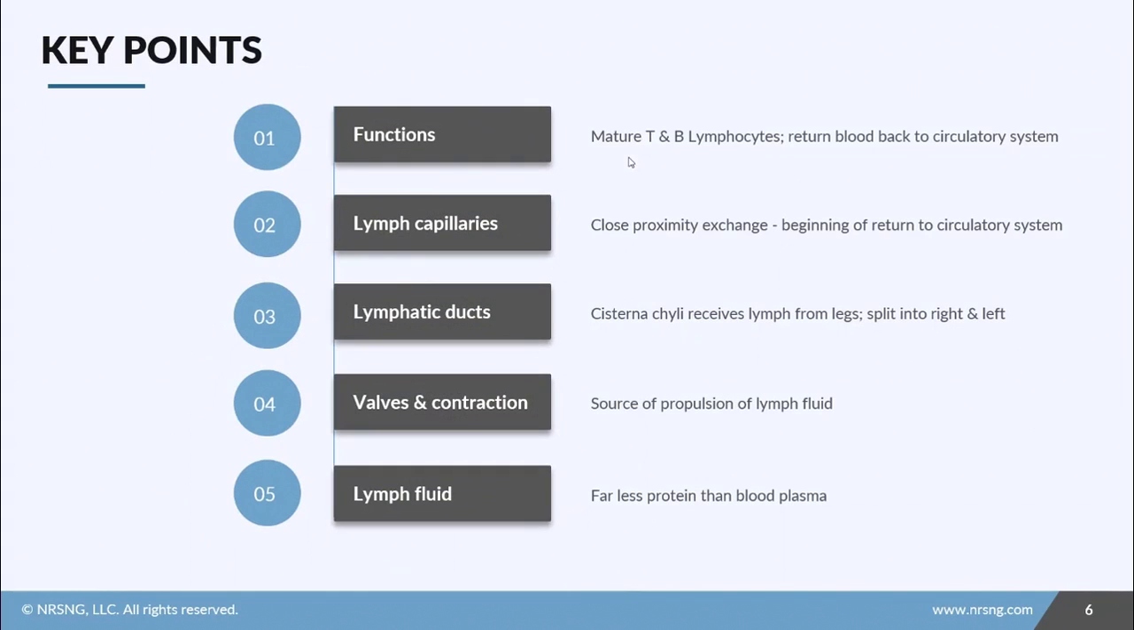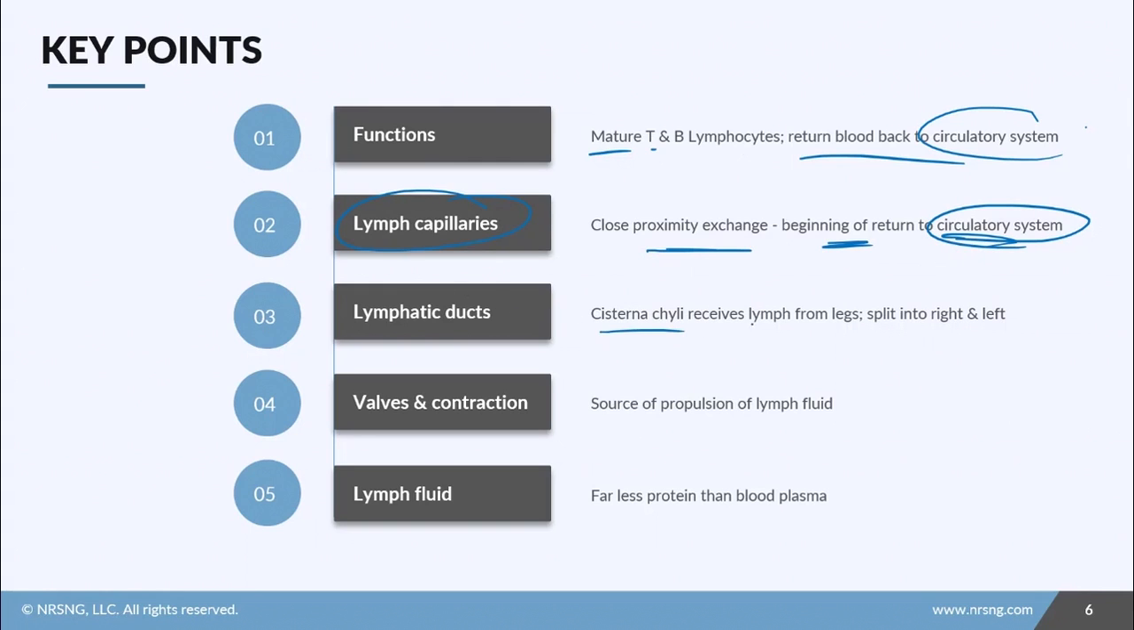Okay, so let's recap. What are the major functions of the lymphatic system? First off, they are the housing location for the mature T and B lymphocytes, and they're going to return that fluid back to the circulatory system. The lymph capillaries, those are the ones that are really close to the blood capillaries, and that's the beginning of that return cycle to get that lymph fluid back into the system. The lymphatic ducts, like the cisterna chyli, that's going to receive the lymph from the legs, and it's going to split into the right and the left sides. Those valves and contraction, that's how that lymph fluid gets moved back into the circulatory system.